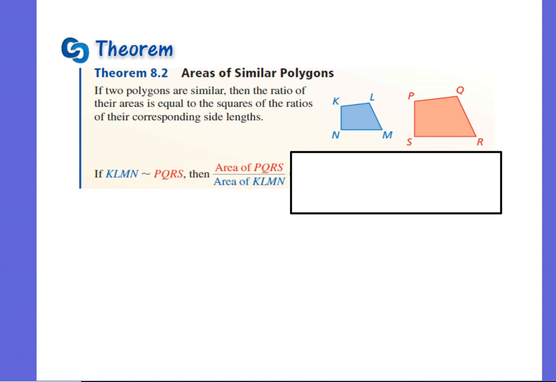So in this video, we're going to be looking at area of similar polygons now, because if two polygons are similar, then the ratio of their areas is equal to the squares of the ratios of the corresponding side lengths. So let's talk about this, guys.